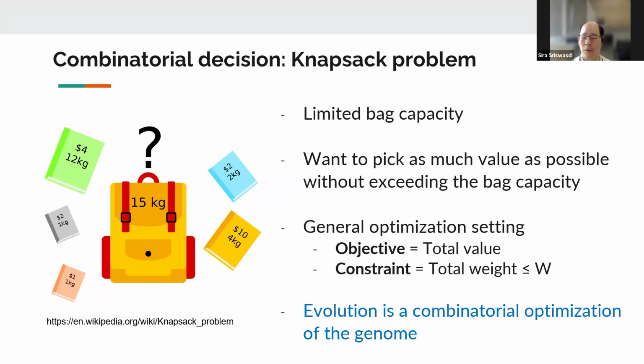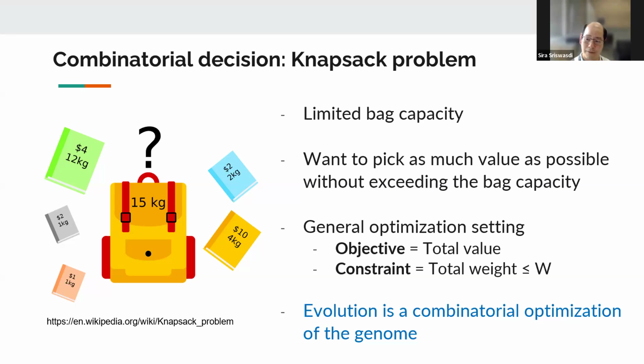Because at the end, you are going to sell the books and you want to get as much money as possible. You are not focusing on getting the heaviest book, but you want to get as much value as possible. This is called combinatorial optimization because you have a lot of ways to pick the books. You can pick this or that.